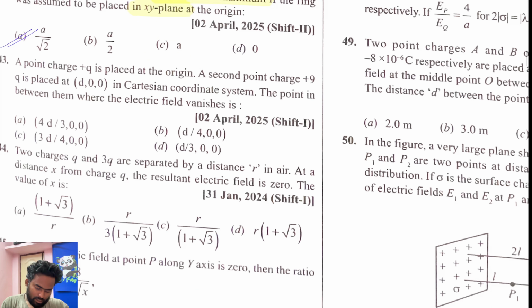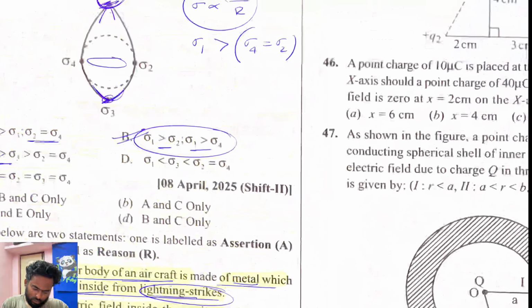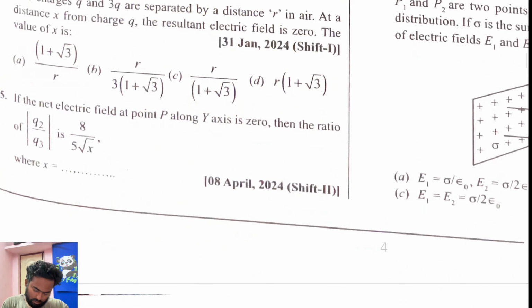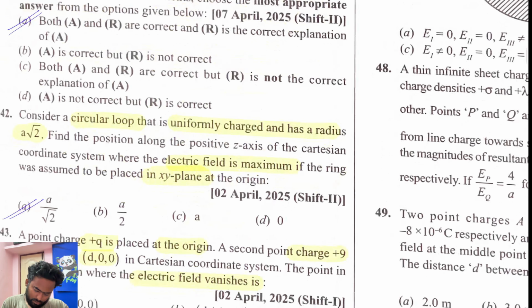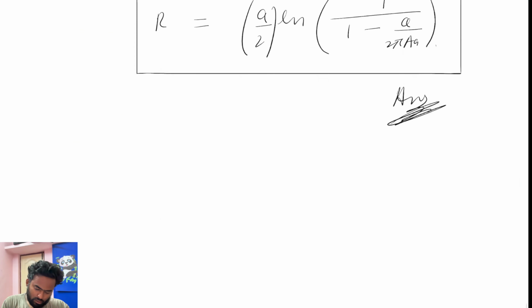Next question. A point charge plus q is placed at the origin. A second point charge plus 9q is placed at d, 0, 0. Find the point in between them where the electric field vanishes. So again simple. We have q and 9q, no problem. We have charge q and charge 9q at distance d.